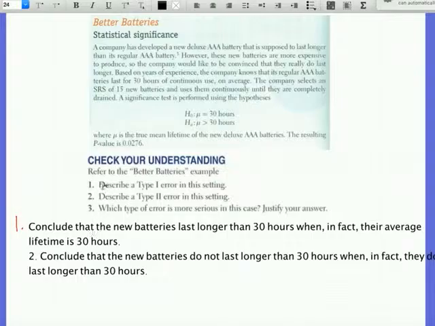And then 3 is which type of error is more serious in this case, justify your answer. So really that's just going to depend on what you think. One possible answer that you might say is that a type 1 error is worse, because the company would be wasting its money producing a new battery that won't really be any better than the old battery was.